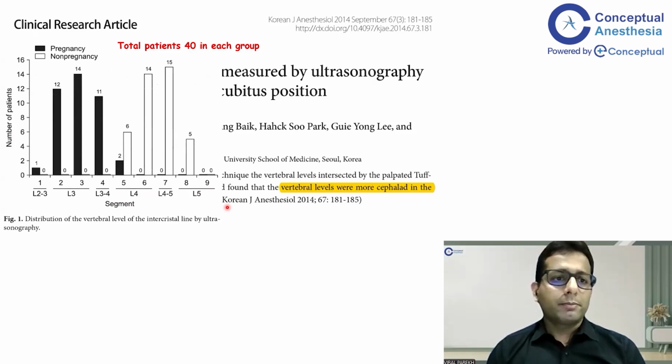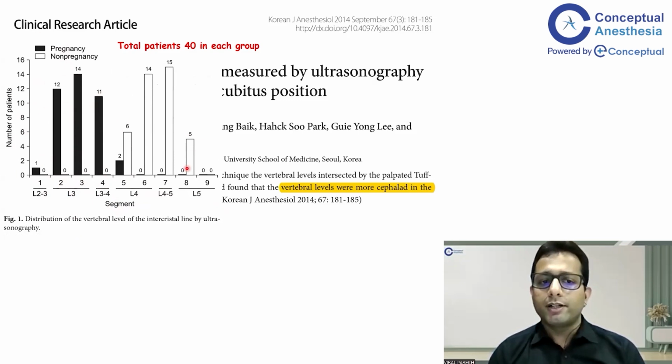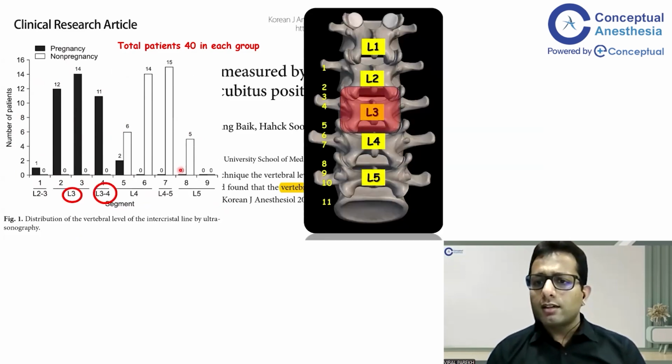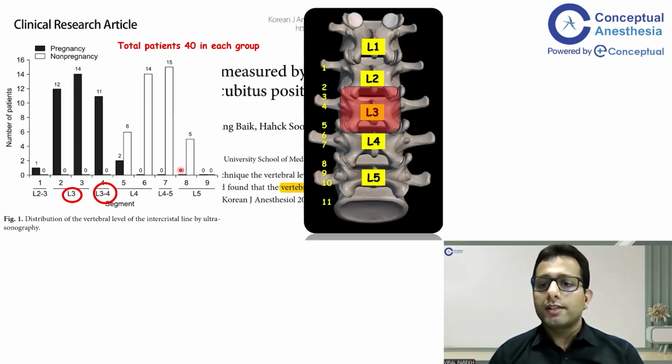These were their findings. They compared pregnant and non-pregnant patients, with 40 patients in each group. As we can see, in pregnant patients the Tuffier's line by ultrasound marking corresponded to L2-L3, L3-L4, and the level of the L3 interspace. So in most of the pregnant patients, the Tuffier's line corresponded to a higher space than it usually does. This is the red zone, as the level intercepted by ultrasound was correspondingly higher compared to the traditional identification of the Tuffier's line.